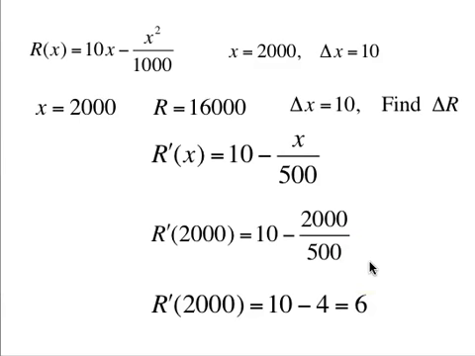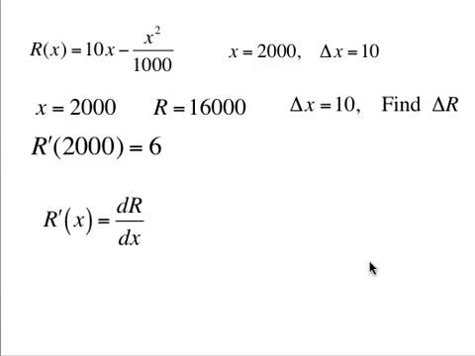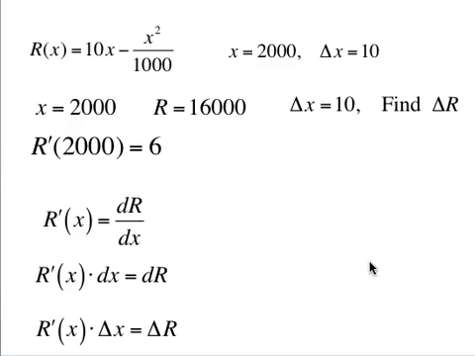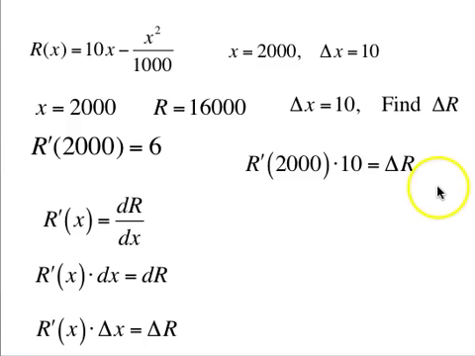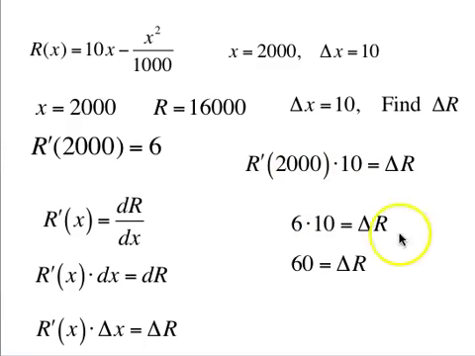I will need that in my differential. So r prime of x is dr/dx. So r prime of x times dx is dr, where r prime of x times the change in x is approximately, that should be an approximately sign, change in r. So x is 2,000, r prime of 2,000 times the change in x, which is 10, should be approximately the change in r. r prime of 2,000 was 6. 6 times 10 should be approximately the change in r. So 60 is approximately the change in r.